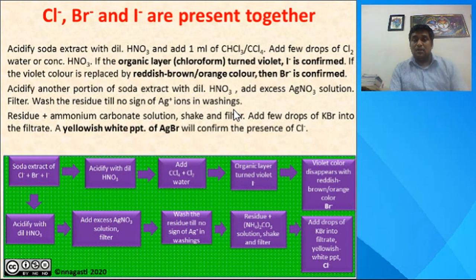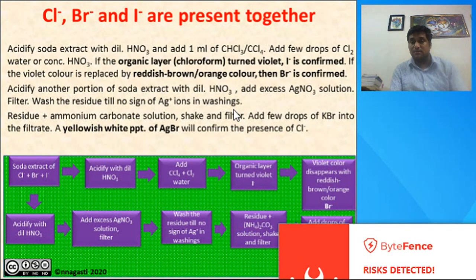What will happen? From this ammonium carbonate, ammonia will be generated because of hydrolysis, and this ammonia will make the silver chloride precipitate soluble. That means only silver chloride out of all three precipitates will be soluble in ammonia. Silver bromide and silver iodide will not be soluble and will remain as the residue. Only silver chloride will be soluble in ammonia after adding ammonium carbonate solution.